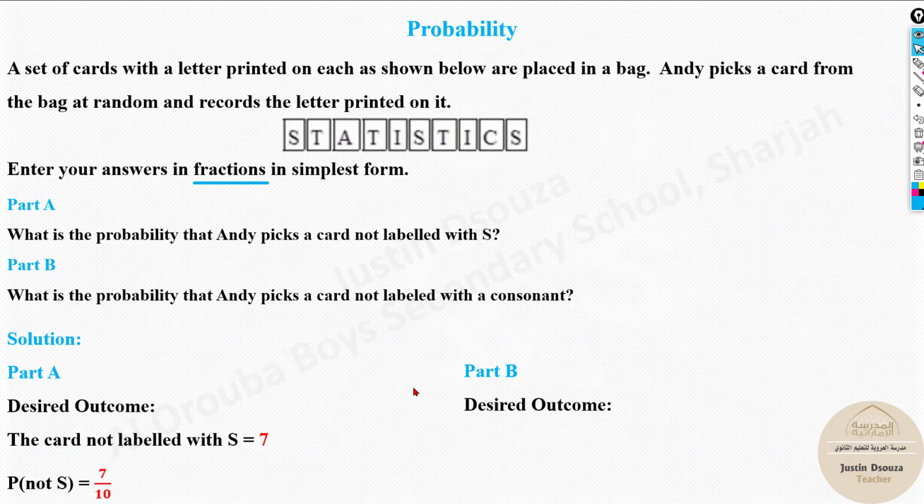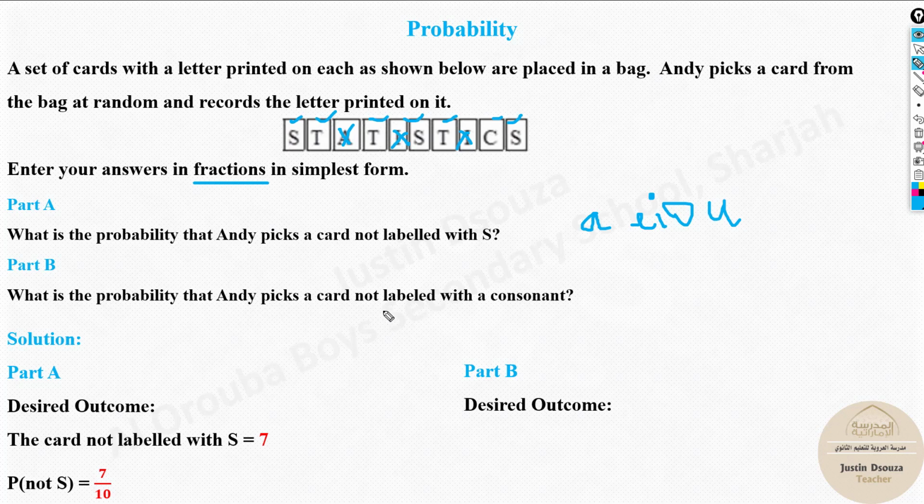And now for part B, what did they ask? They asked not consonants. Now what are consonants basically? Consonants are not vowels. Vowels are A, E, I, O, U. And other than these letters, all are consonants. So now here you can see there are vowels 1, 2, 3. There are 3 vowels. And now they have said not consonants. So these are all consonants, right? So not consonants means vowels.